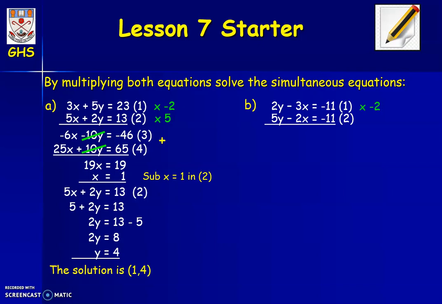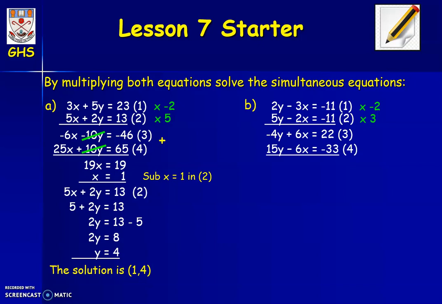For question B, we need to decide whether to eliminate the y's or whether to eliminate the x terms. To eliminate y, we need to multiply by 2 and 5. To eliminate the x terms, we need to multiply by 3 and 2. That's slightly easier, so we're going to go for the x terms with 3 and 2. Again, one of the values needs to be negative so that we can get our opposite signs. So equation 1 becomes minus 4y plus 6x equals 22. And equation 2 becomes 15y minus 6x equals negative 33.